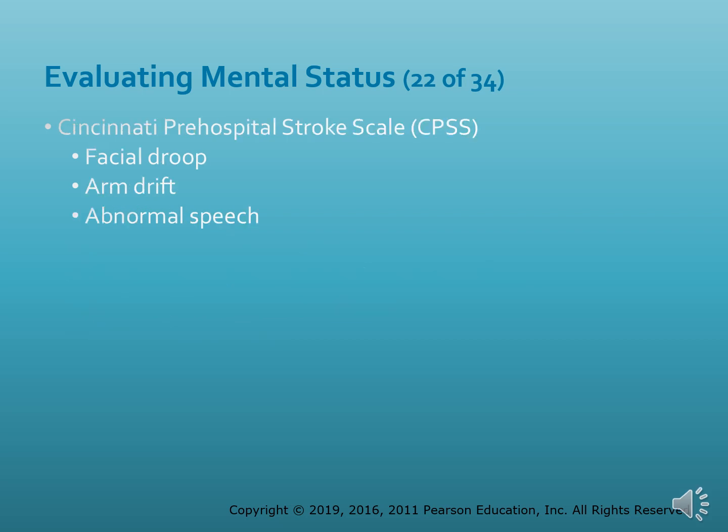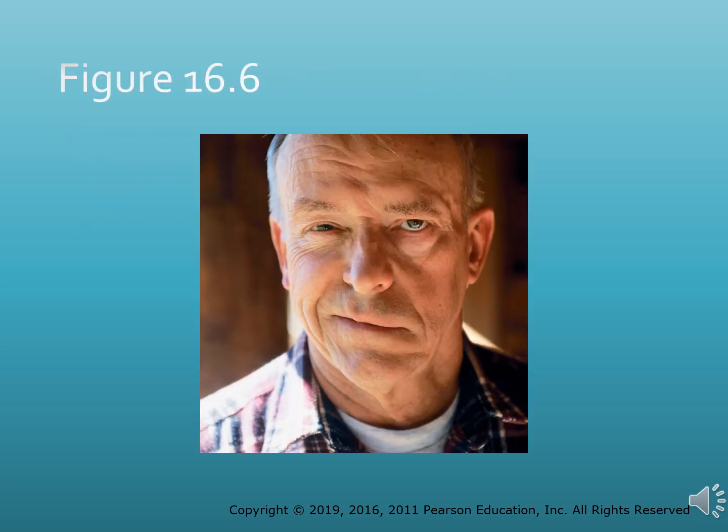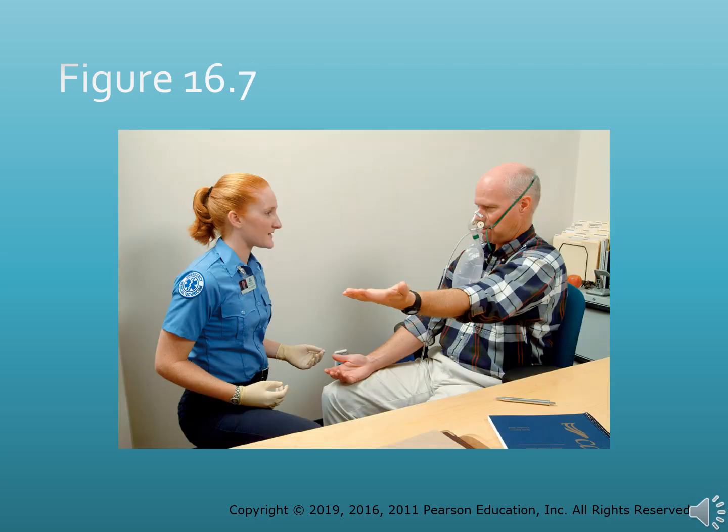During the Cincinnati Pre-Hospital Stroke Scale, you're going to determine facial droop, arm drift, and abnormal speech. Remember that time is brain. A patient suffering a stroke may have facial droop on one side or the other. An inability to hold both arms up may be a sign of a possible stroke.